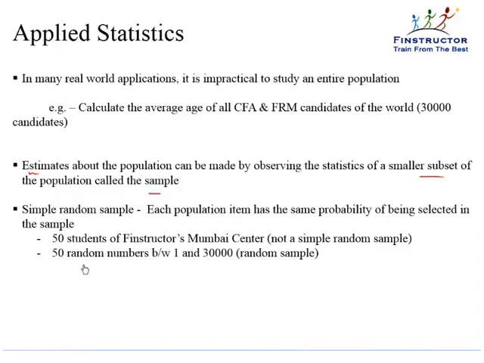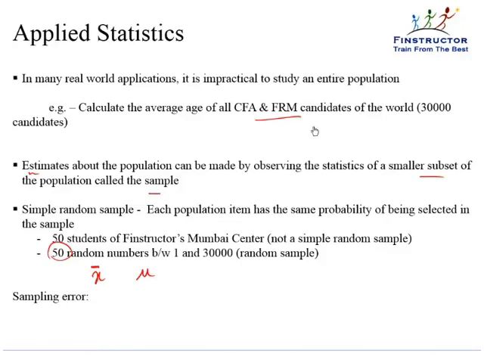If I choose any 50 random numbers between 1 and 30,000, then that sample would be a random sample, and if I take the ages of those 50 candidates and take their average, then that will be an estimate from a simple random sample. Now, if I take this sample of 50 students and I calculate the average age of those 50 students, will that average be exactly the same as the average of the population? It is highly unlikely that they will exactly be the same. They may be close, but they will not exactly be the same.